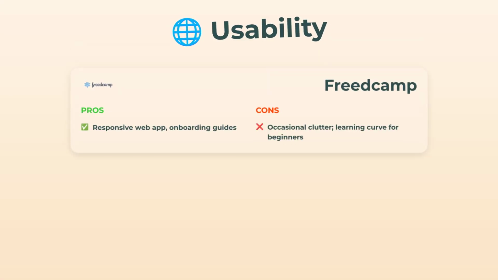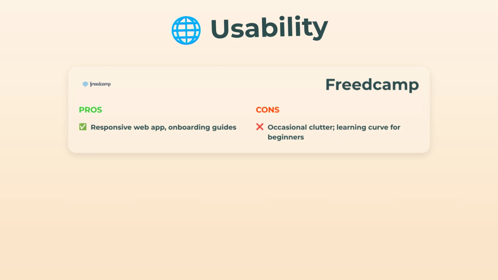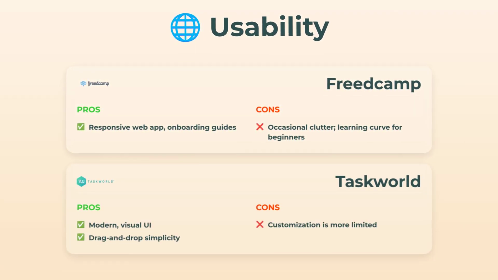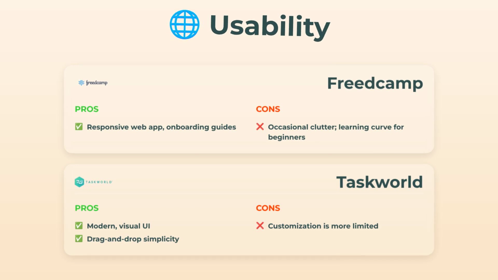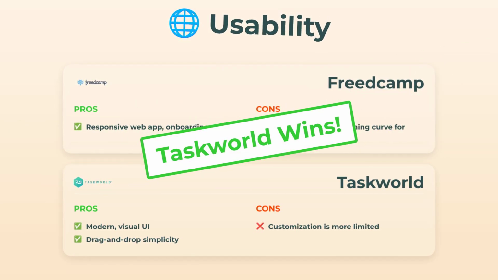Now, usability. And honestly, this is where Taskworld gets flashy. The UI is modern, very drag and drop, just snappy to use. Freedcamp is solid, but let's just say it's not winning any beauty contests, and it can get a bit cluttered for newcomers. Taskworld is just easier on the eyes and in the hands. It's a clear win for Taskworld here.